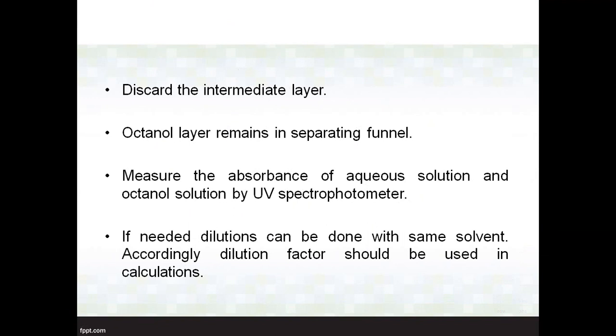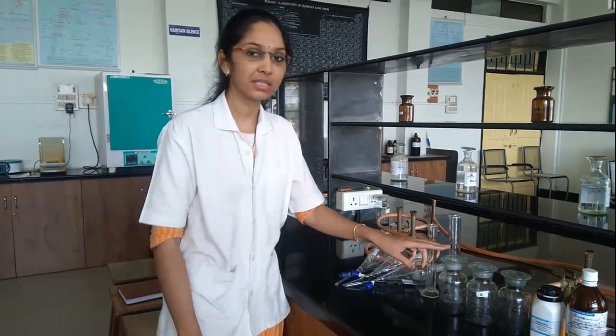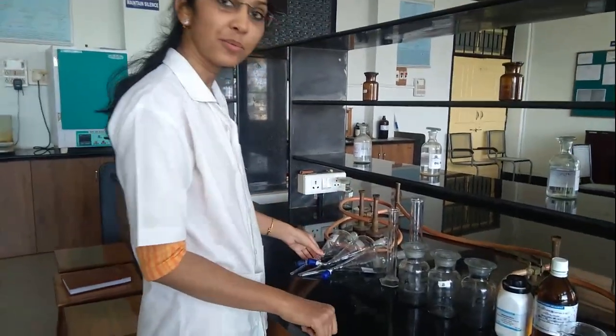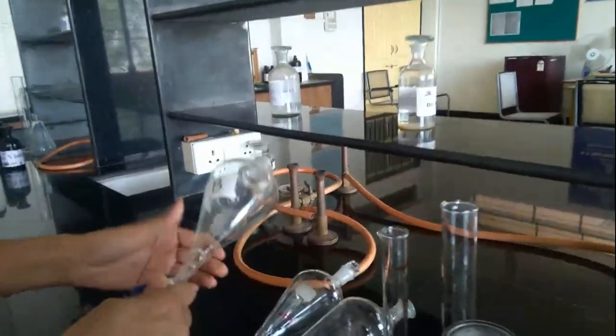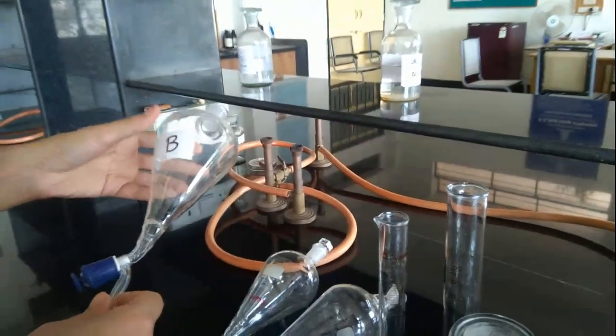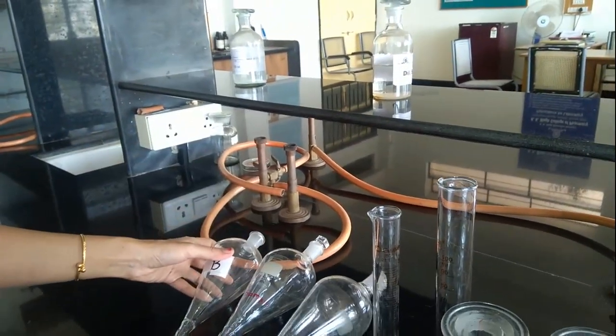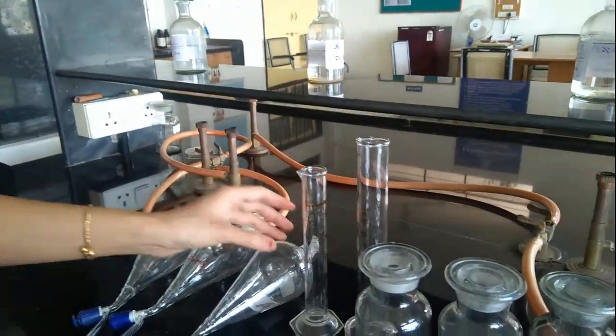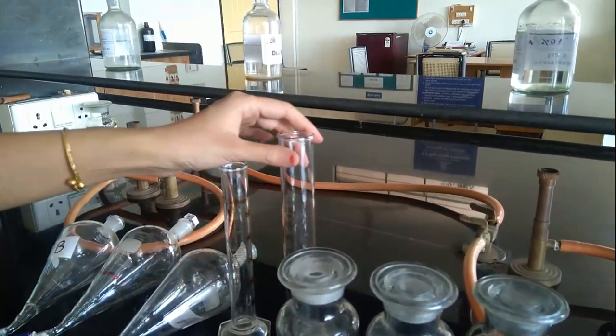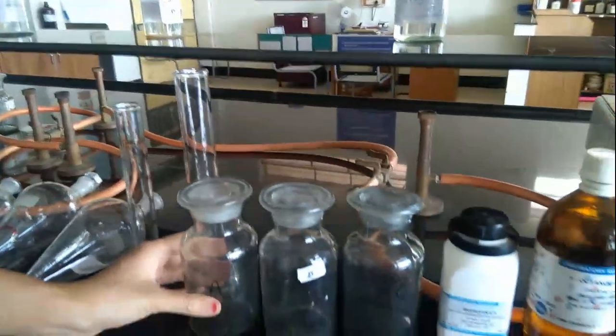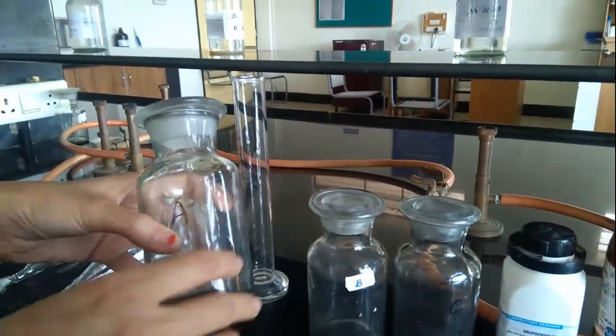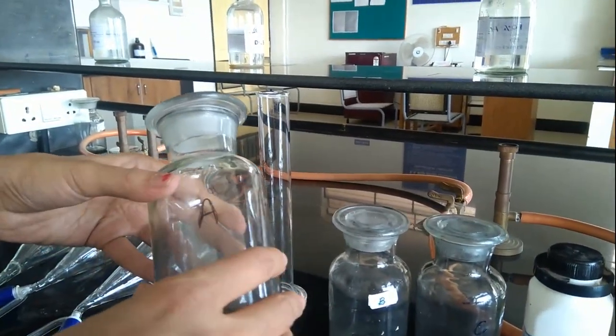Now, let us see how to perform the actual practical. Hello students, now let us see the glasswares as well as chemicals which we would require for the practical. So these are the separating funnels. We will be requiring 3 sets of separating funnel. Then your measuring cylinders. Now as we are determining partition coefficient, we are going to shake our solution.